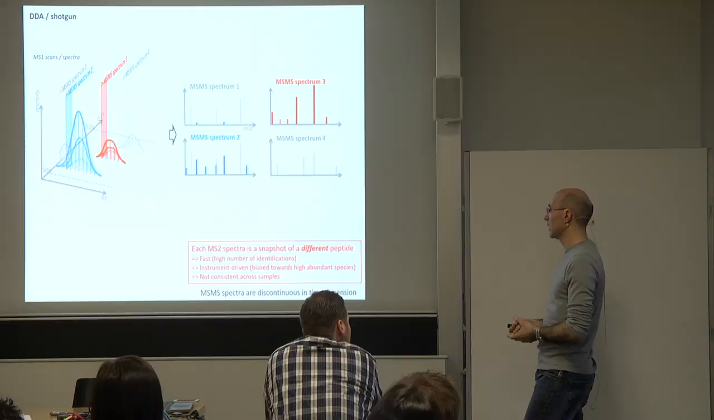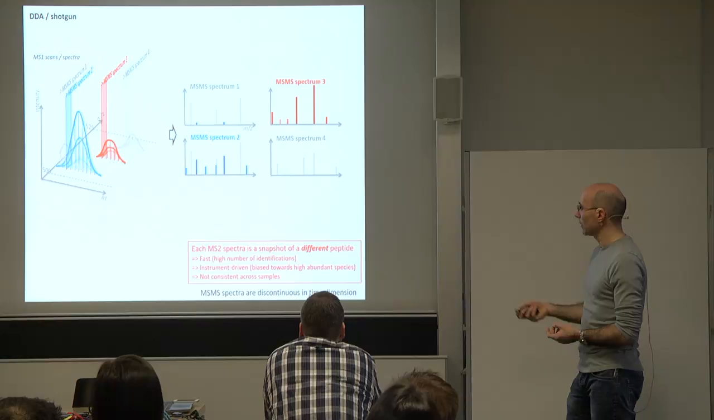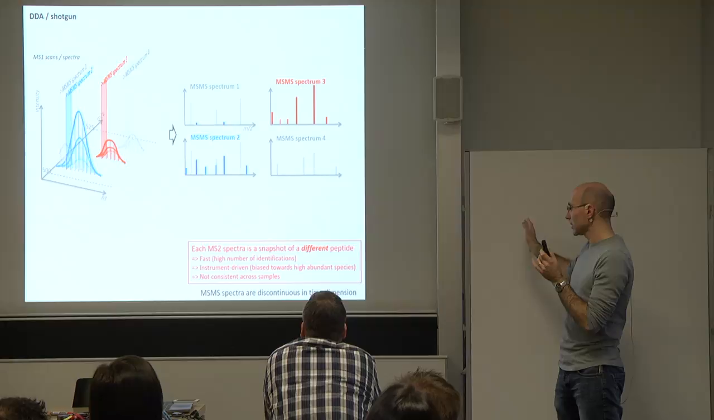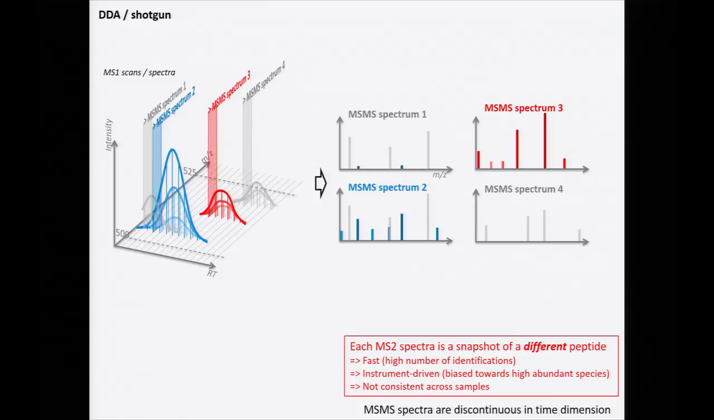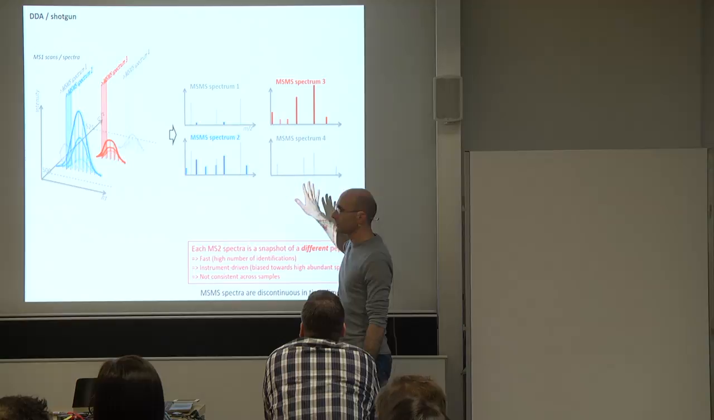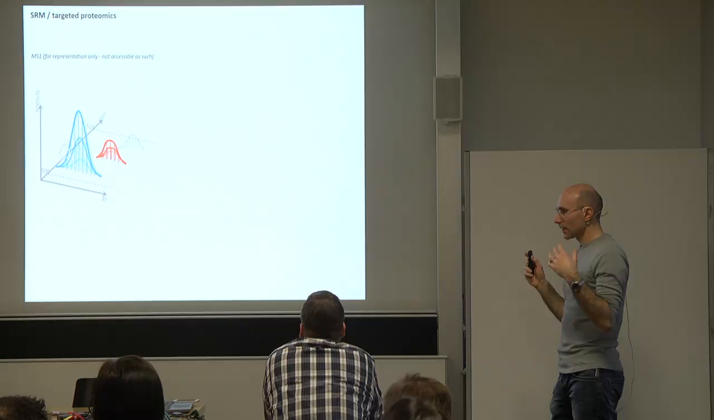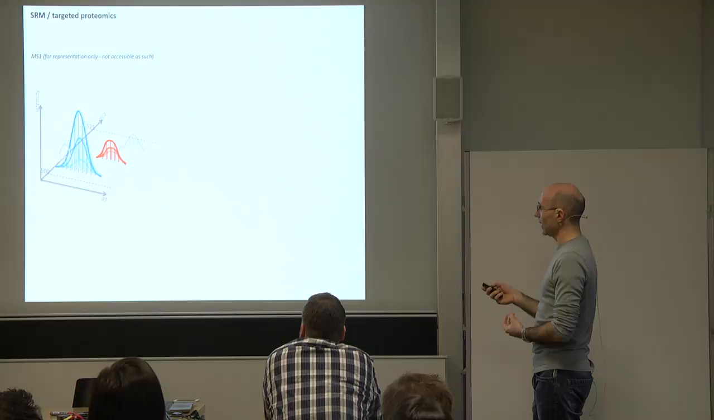And one of the most important points I want to comment on is that these MSMS spectra are continuous in the mass dimension, but they are discontinuous in the time dimension, okay? So here you have the complete recording of the MSMS spectra in mass, but they are all completely disconnected from each other in the time space, okay? On the opposite, SRM is very different, or SRM or PRM, I will show you in the same slide. Basically, here you're only interested in the blue and in the red. The gray, you don't care.